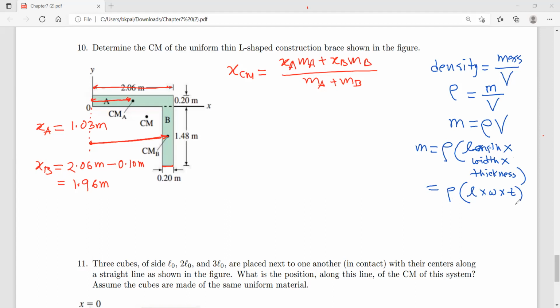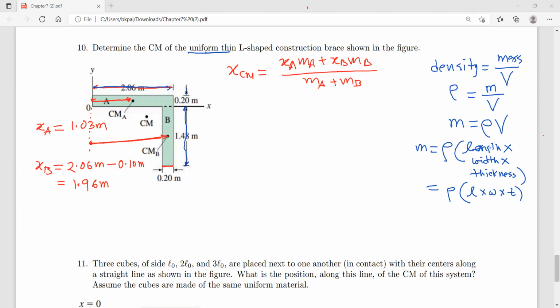Now we know the length, right? This is the length for A, and this is the length for B. We know how wide they are: both are 0.20 meter wide. Although there is no information about thickness, let's assume that the thickness is the same. And because it says the materials are uniformly distributed, we can think that for both MA and MB, rho is the same.